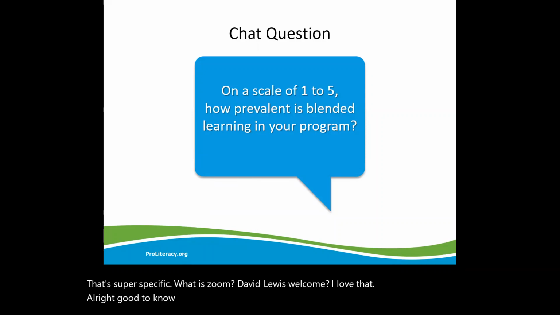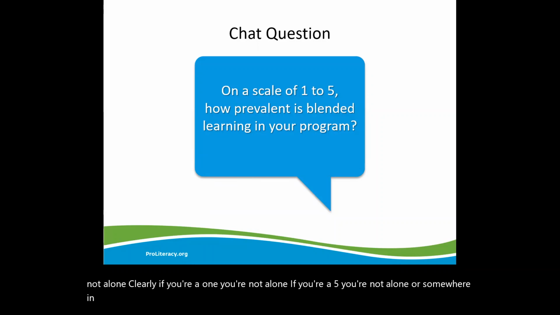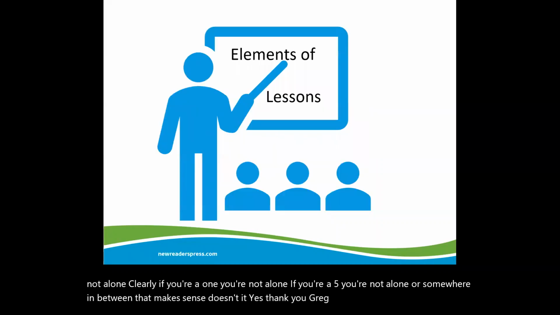So not surprisingly, kind of all across the board. So either way, you're not alone, clearly. If you're a 1, you're not alone. If you're a 5, you're not alone, or somewhere in between. That makes sense, doesn't it? Yes. Thank you, Greg, for that.